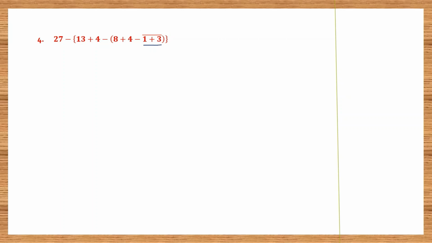That means everything else will remain the same. So we have 27 minus {13 plus 4 minus (8 plus 4 minus. Now we're going to remove the bar bracket by working out what is under that. Under that we have 1 plus 3, and 1 plus 3 is 4. So let's put 4 in the answer here, first step, and close the parenthesis and the curly bracket. Now we have removed the bar bracket. Our next step is to remove the parenthesis and then the curly bracket. So we're going to remove this next.